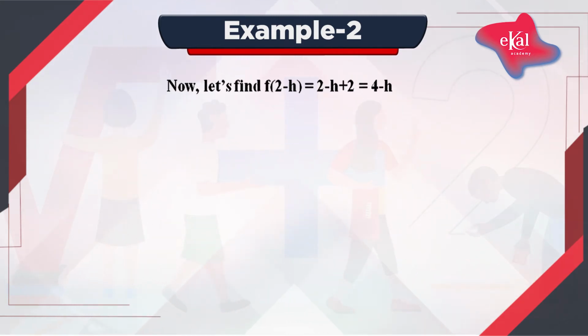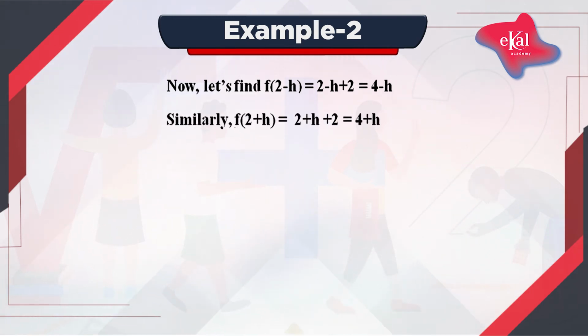So let us find f of 2 minus h. That becomes 2 minus h plus 2, that is 4 minus h. Similarly, let us find f of 2 plus h, that is 2 plus h plus 2, and that is 4 plus h. Now, as I told you, h is a positive quantity, however, it is so small. So what will happen when h is tending towards 0?